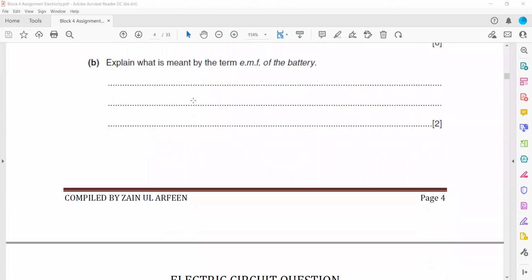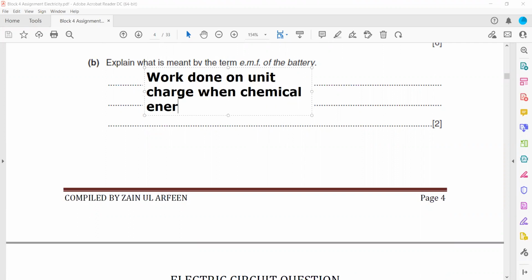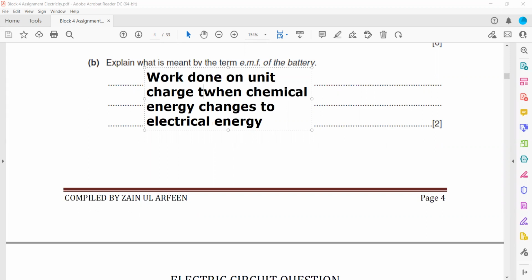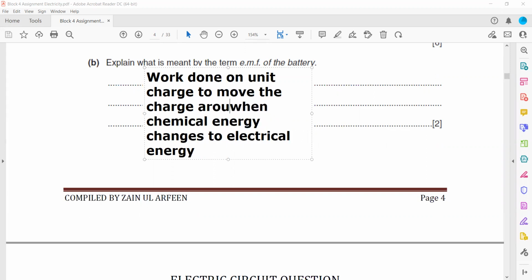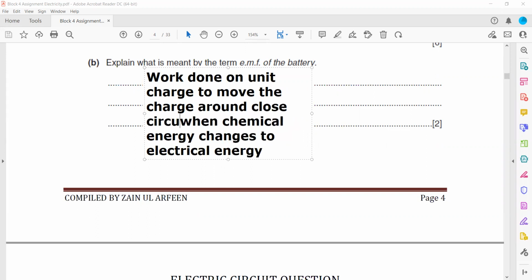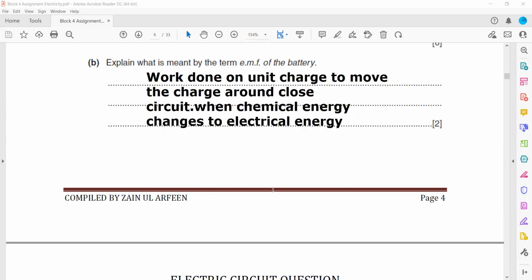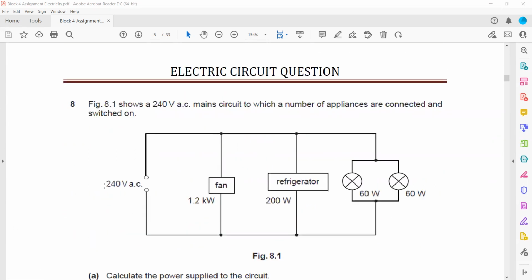Then part B: what is meant by the electromotive force of a battery? The EMF of the battery, the standard definition, is the work done on unit charge when chemical energy changes to electrical energy. So this is the standard definition: how much work is done on a unit charge to move the charge around a closed circuit when the chemical energy is converted into electrical energy. You have to learn this definition.